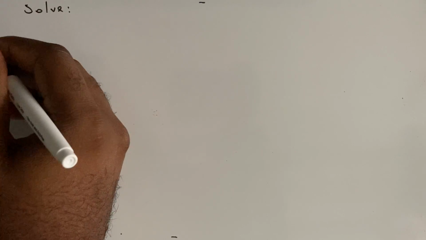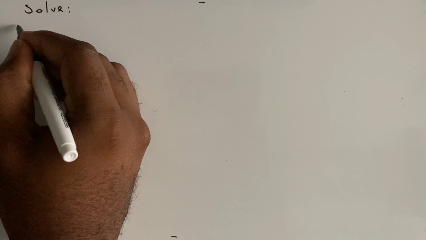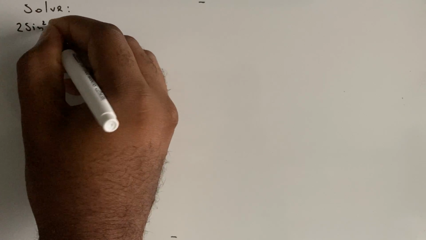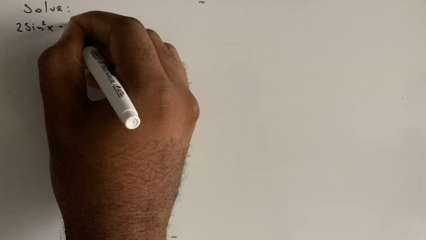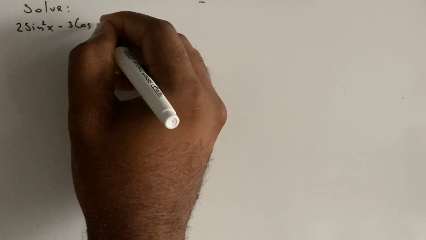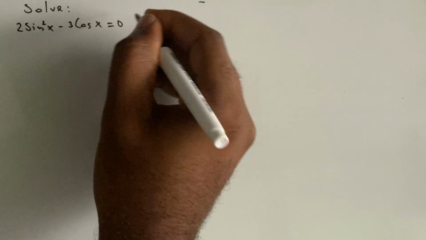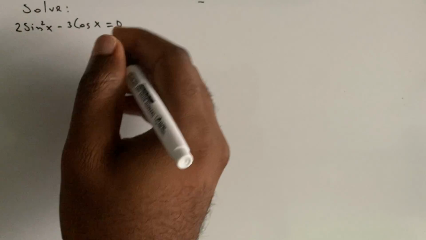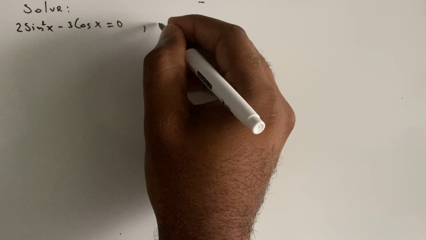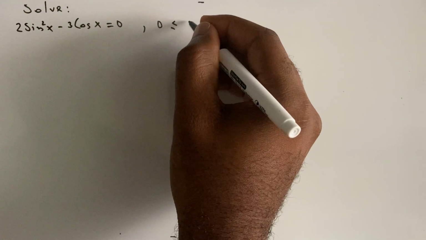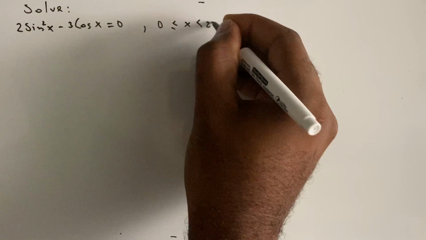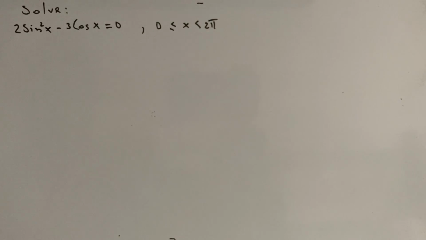Okay, let's try another one. Let's say we need to solve this one. We have 2 sine squared x minus 3 cosine x equals 0. Again, we have an interval to get x from. So x is between 0 and 2 pi, inclusive on the left here, but 2 pi is not part of the solution.